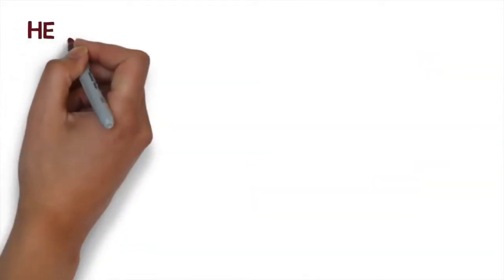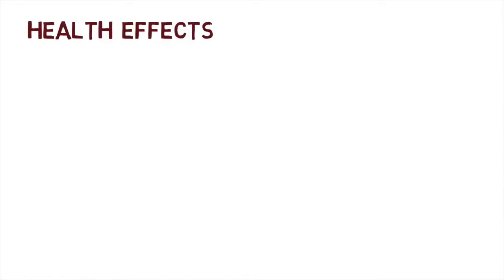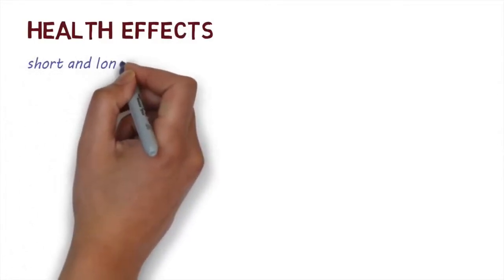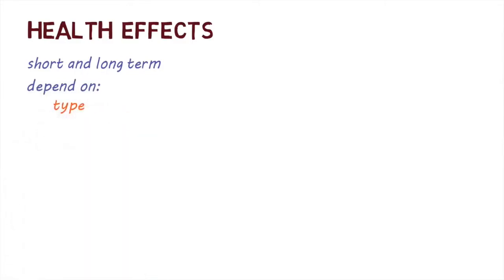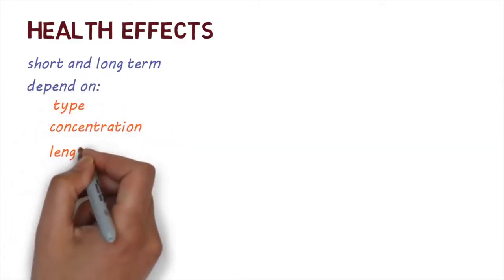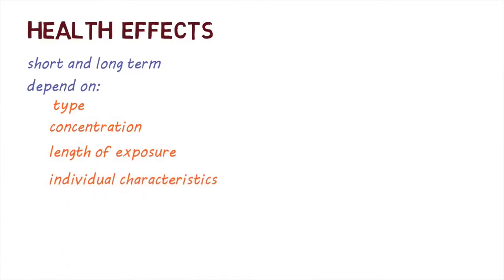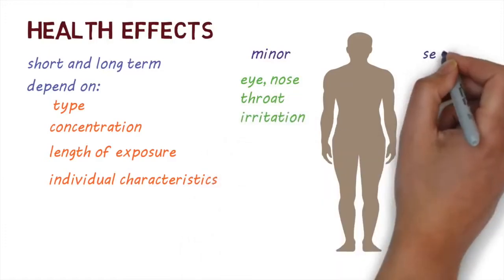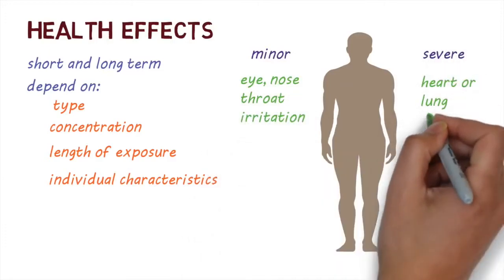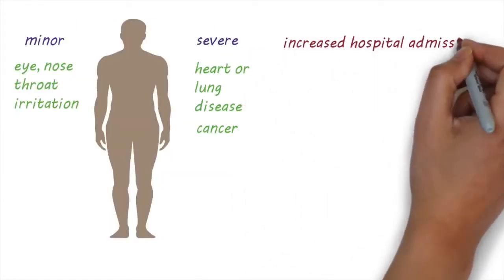Okay, so what are the health effects? Exposure to air pollution can result in a wide range of short and long-term health effects. The health effect will depend on factors like the type of pollutant, concentration, length of exposure, and individual characteristics of the person exposed to it. It can range from minor symptoms like irritation of the eyes, nose, and throat to more severe conditions like heart and lung disease or cancer. It can also lead to increased hospital admissions and an increase in death rates.